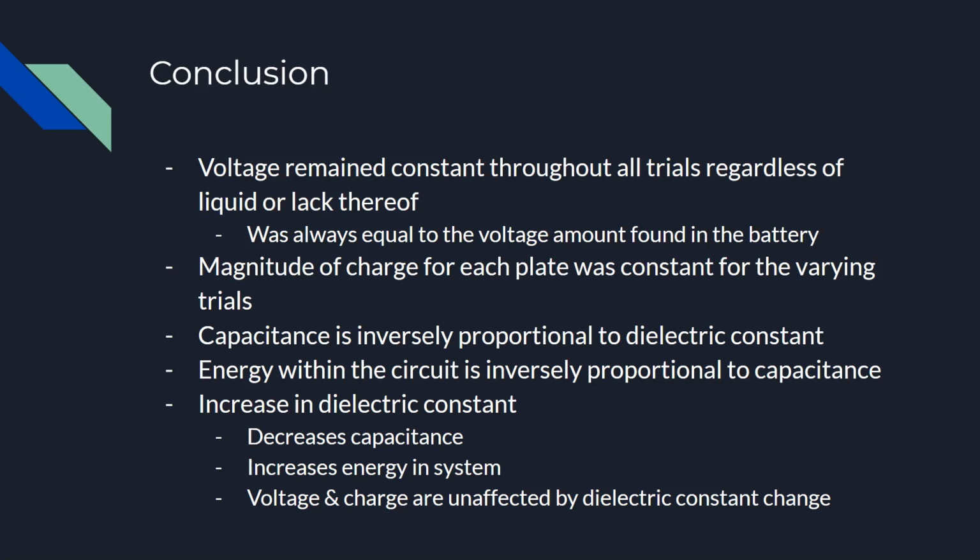As shown with air, air had the highest, per se, dielectric constant, with a Kc value of 8.99 times 10 to the ninth, but it also had the most energy stored and the lowest capacitance of all four of the treatments, whereas isopropyl had the lowest dielectric constant and the least energy stored. It was shown that throughout all four of these treatments and trials, voltage and charge were unaffected by dielectric constant change, as those remained constant within the trial.